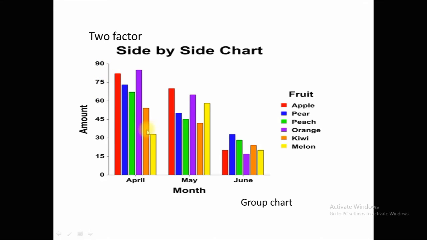So this first group represents the fruit chart for April, and this is another group of fruits for May, and this is the third group of fruits for June.